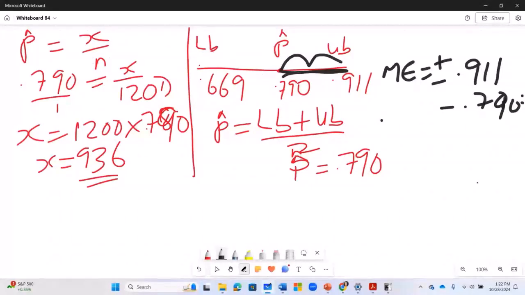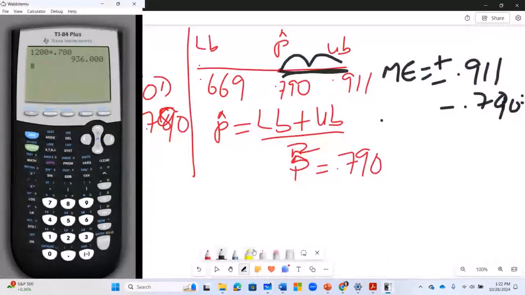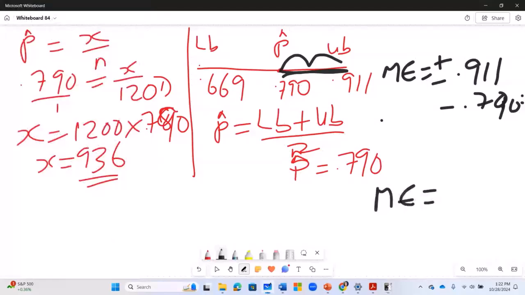All right, so I am going to calculate the margin of error. So I have 0.911 minus 0.790, and what I have is 121. So the margin of error is equal to plus or minus 121. And by the way, it is in decimal 0.121. So that is the margin of error.